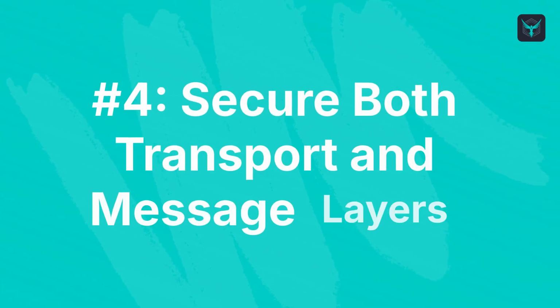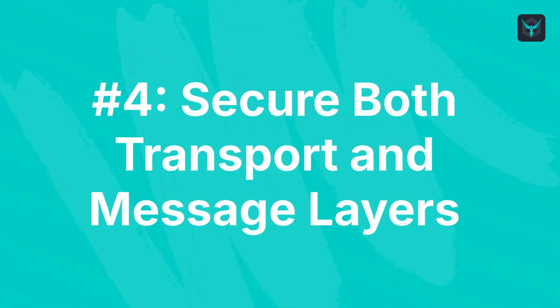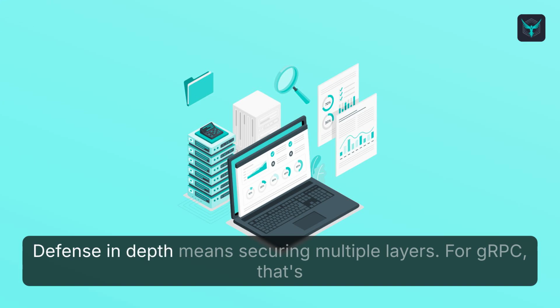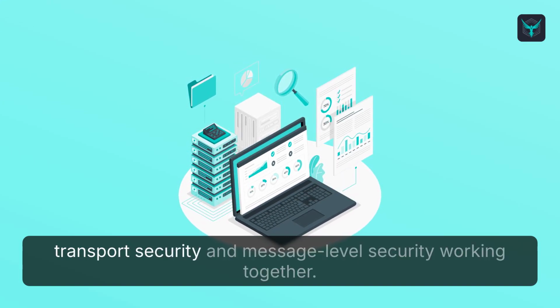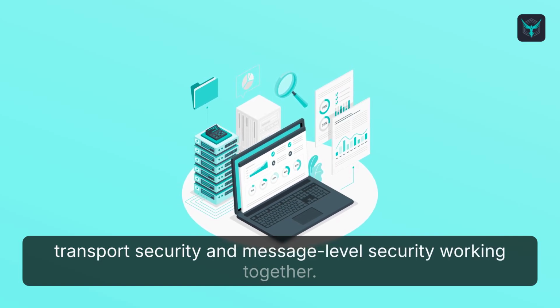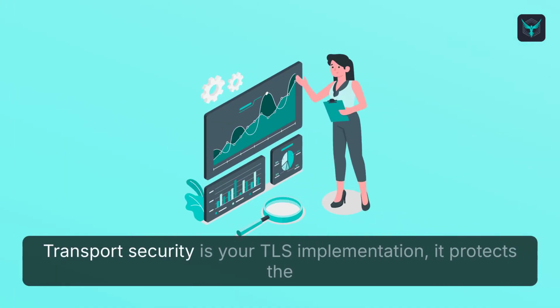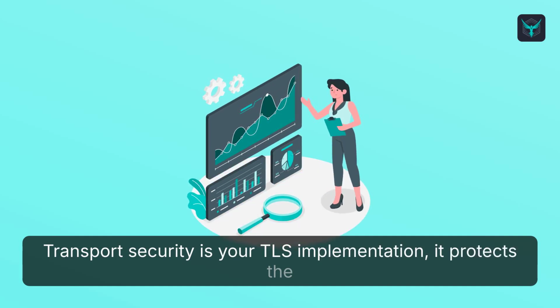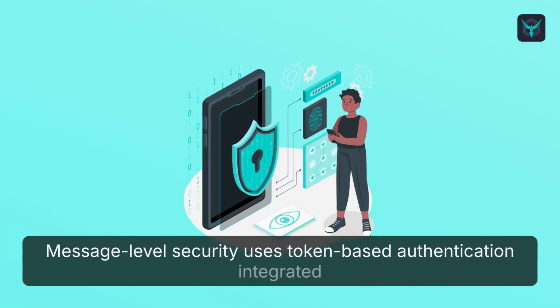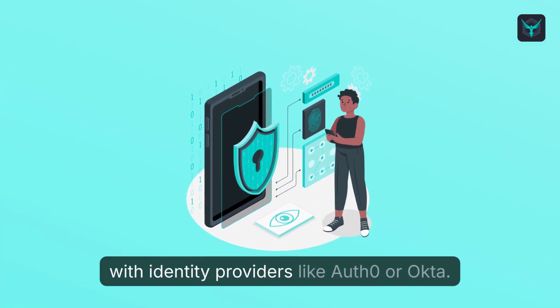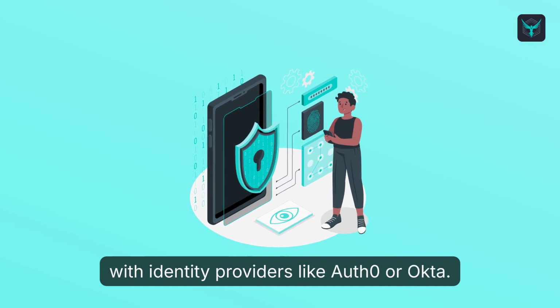Number 4. Secure both transport and message layers. Defense in depth means securing multiple layers. For gRPC, that's transport security and message level security working together. Transport security is your TLS implementation. It protects the connection. Message level security uses token-based authentication integrated with identity providers like Auth0 or Okta.